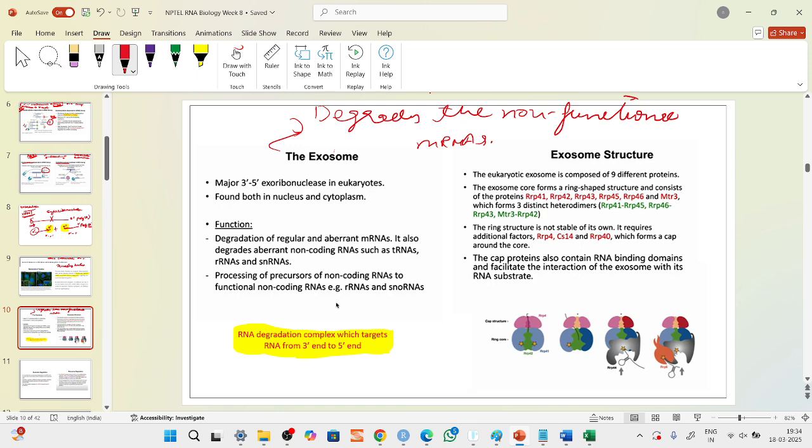So this is just in brief about the structure of the exosome, but essentially what you should remember is that this exosome basically degrades the RNA from the 3' to 5' end. So these are nothing but RNA degradation complexes which target the RNA from 3' to the 5' end. This is what exosomes essentially means.